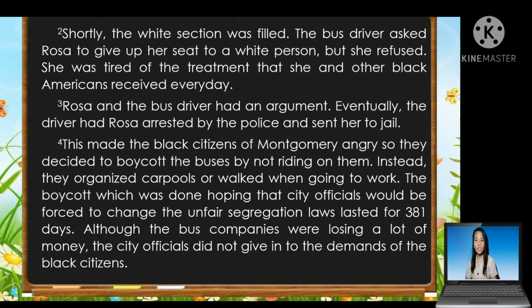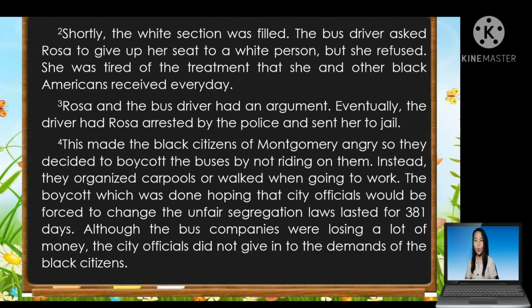Shortly, the White section was filled. The bus driver asked Rosa to give up her seat to a White person, but she refused. She was tired of the treatment that she and other Black Americans received every day. Rosa and the bus driver had an argument. Eventually, the driver had Rosa arrested by the police and sent her to jail. This made the Black citizen of Montgomery angry, so they decided to boycott the buses by not riding on them. Instead, they organized carpools or walked when going to work.